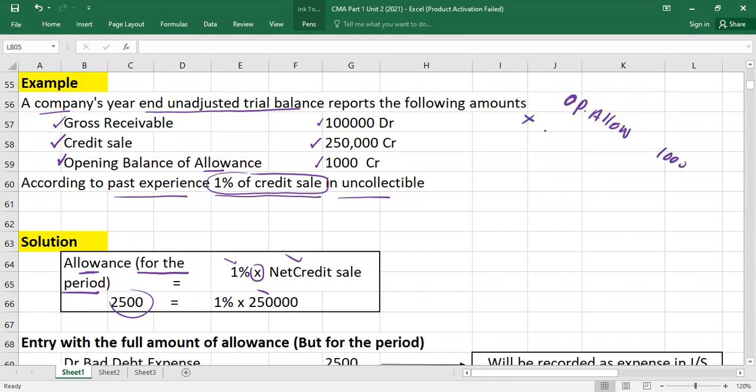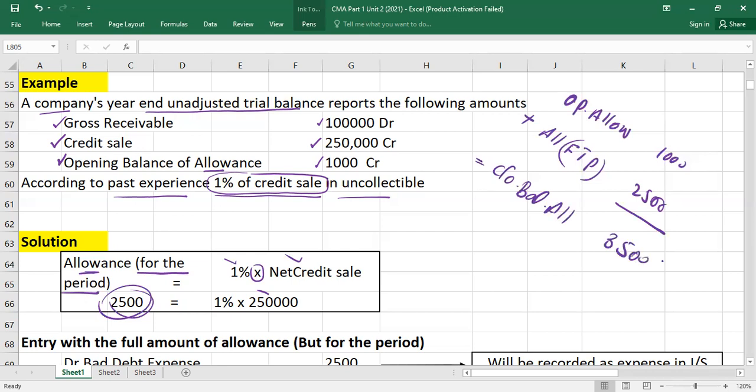We will add there what? Allowance for the period, writing shortcut for the period. Right? It is how much? 2,500, which we got here. It is equal to the closing balance of allowance, which is 3,500.